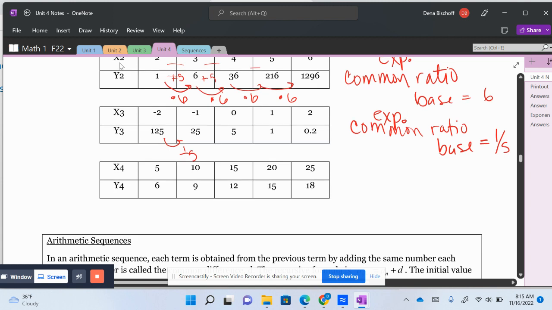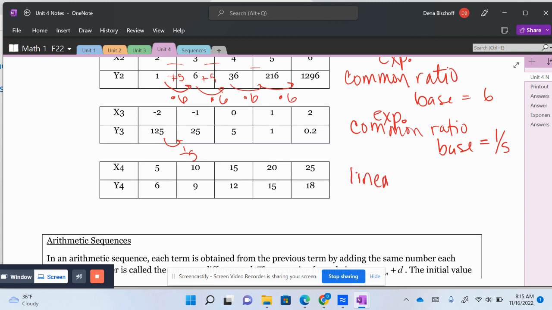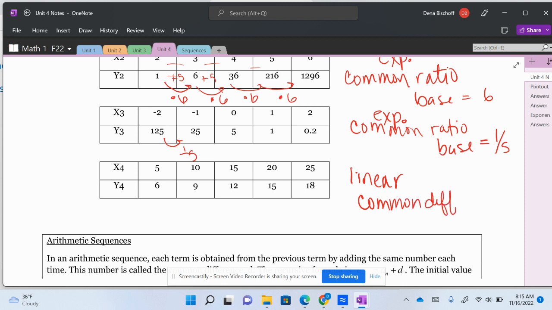We're adding 3, so this is going to be a linear function. And it doesn't have a common ratio. Instead, it has a common difference. And it is plus 3. Good job.